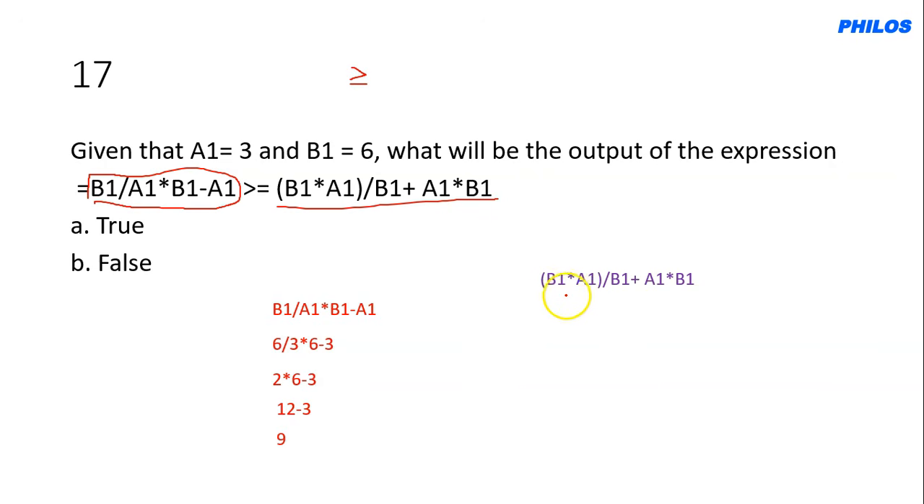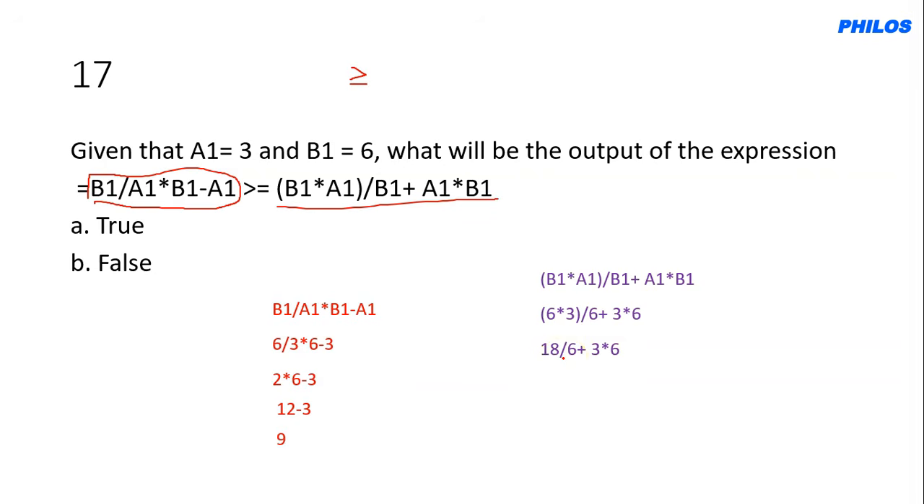Now, within the bracket, we have two things multiplying. So let's first substitute into this also. So we have 6 times 3 divided by 6 plus 3 times 6. Now here we have multiplication, division, addition, and multiplication. We have bracket. According to the order of operation, we should operate the bracket first, isn't it? So within the bracket, we have 6 times 3. So 6 times 3 will give you what? 18, isn't it? So we have 18 divided by 6 plus 3 times 6.